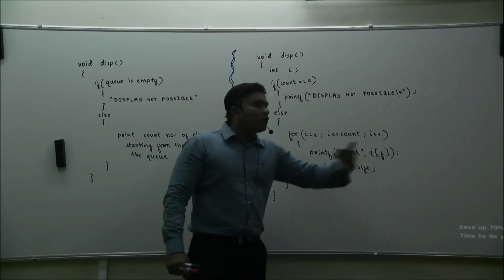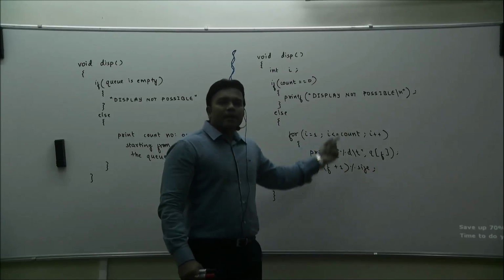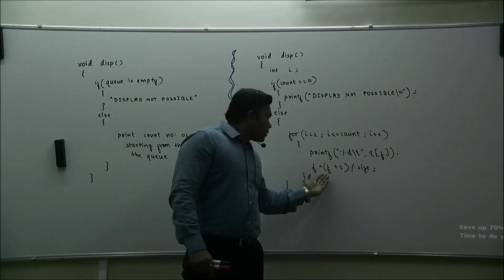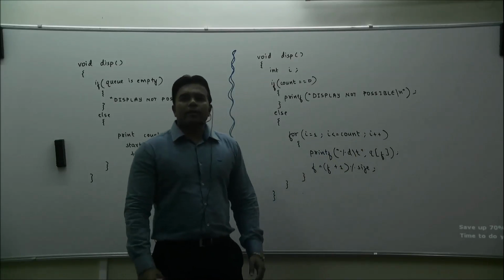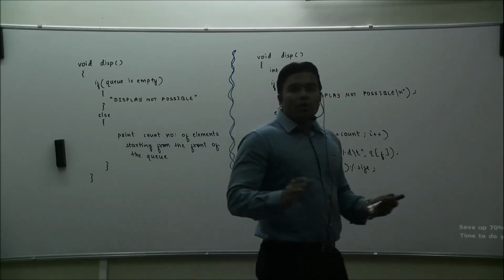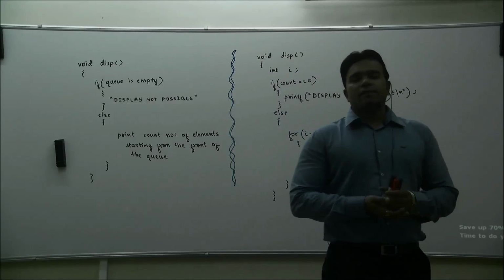After printing the front, to go to the next one, this one, again print it. After that, to go to the next one, this one, again print it. How many elements? Count number of elements. I hope all of you have been able to understand.